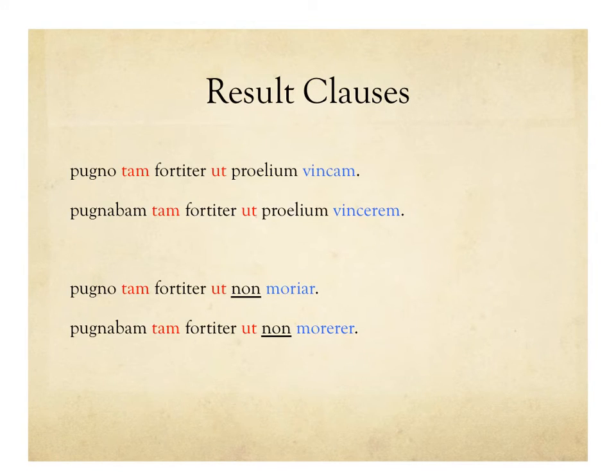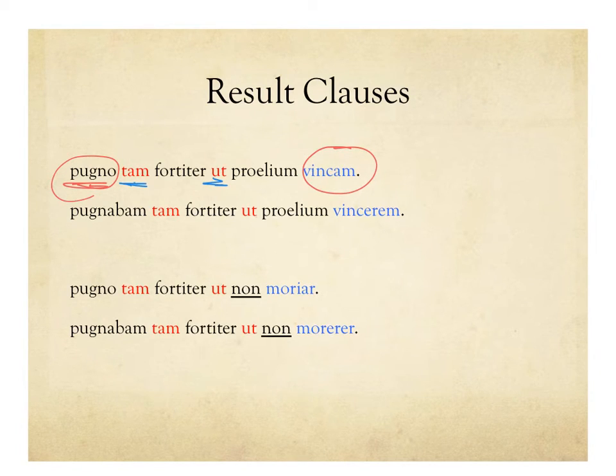So here are a couple of examples, right? We have something like pugno tam fortiter ut proelium vincam. Okay, so you can see that I've got this tam right here, and I've got an ut, and then I have a verb in the present subjunctive. My main verb is in the present indicative. So we're following sequence of tenses.